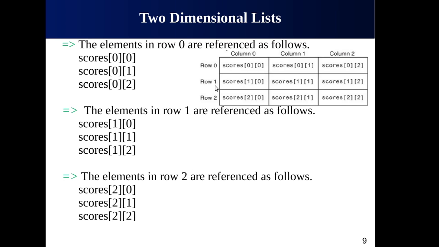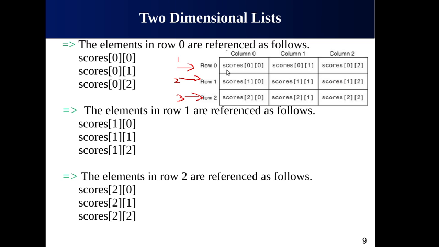And here is how you can refer to the individual marks, scores, or results of the students when they are represented in a two-dimensional list. Suppose the name of this two-dimensional list is scores. The first row is about student number 1, the second row is about student number 2, and the third row is about student number 3. The same is the case with the columns. This is for subject number 1, subject number 2, and subject number 3.